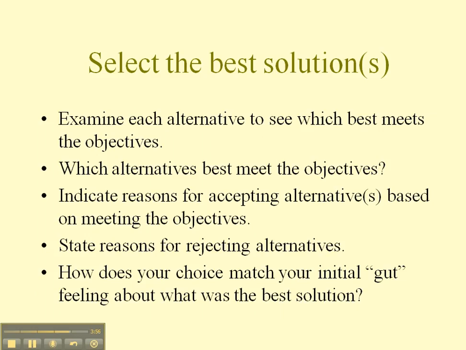The next step is to select the best solutions. Examine each alternative to see which best meets the objectives. State which of the alternatives best meet the objectives. Indicate reasons for accepting alternatives and state reasons for rejecting alternatives. Then indicate how it matches your initial intuitive sense of which is the best solution.